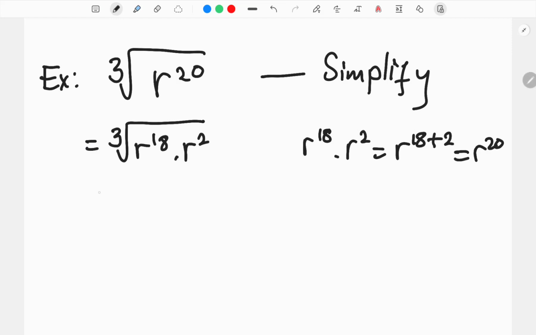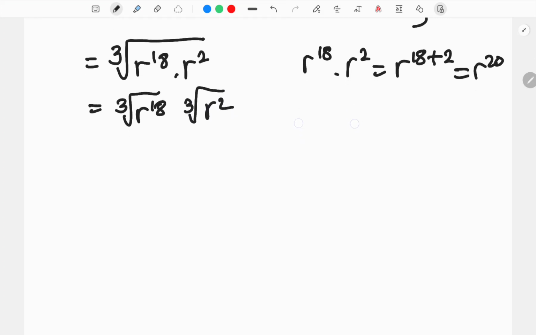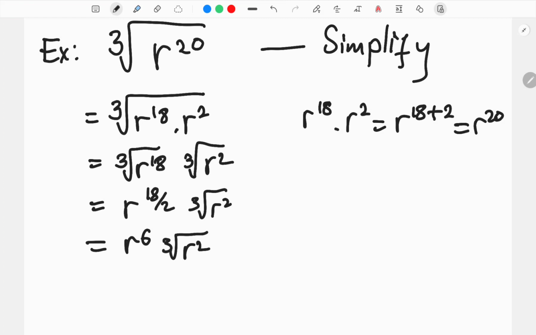So let's further simplify this problem. It's the cube root of r to the 18. We break it down: cube root of r to the 18, cube root of r to the 2. What happens here? This becomes r to the 18 over 3, and then this one, because 2 is not divisible by 3, we can leave it like that. So this becomes r to the 6, and then the cube root of r to the 2. So this is one way to represent whatever we were given at the top in simpler form.